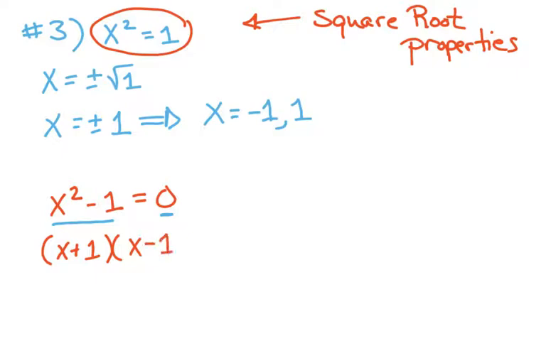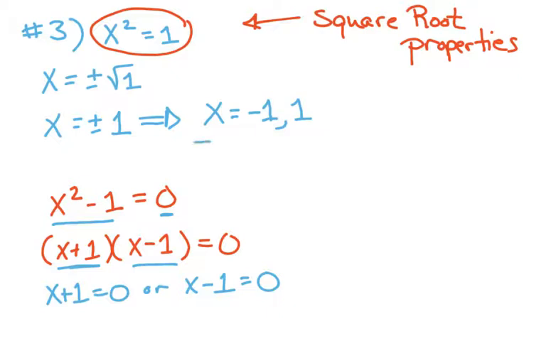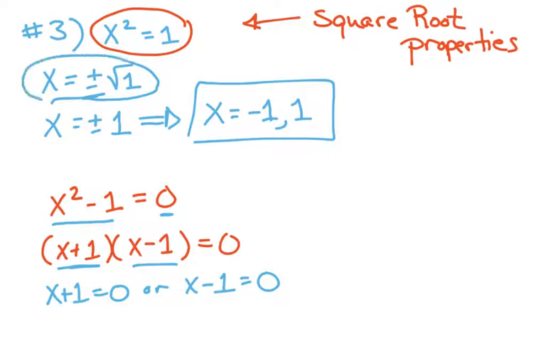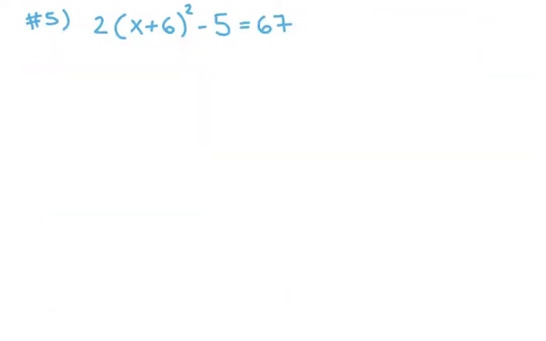So now it's clear that there's going to be two solutions, either x plus 1 equals 0 or x minus 1 equals 0, and we get the same answer. So don't forget, the square root property gives you this plus or minus business here. Very important and very often forgotten.